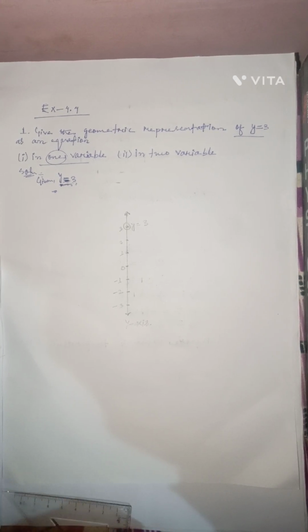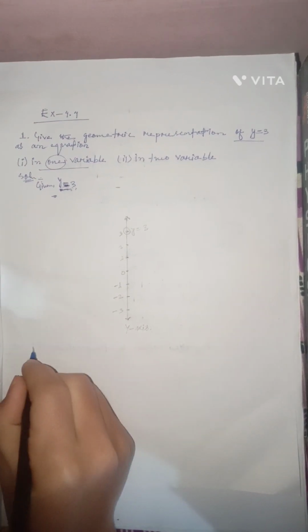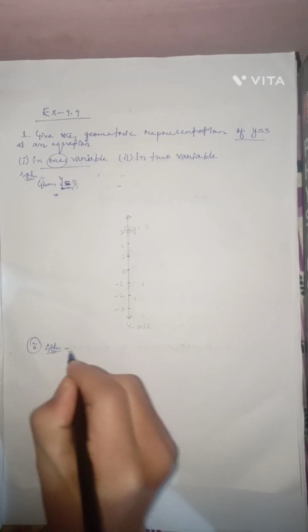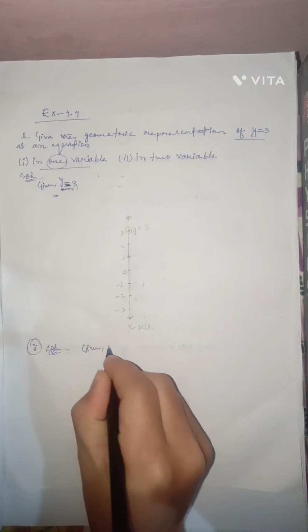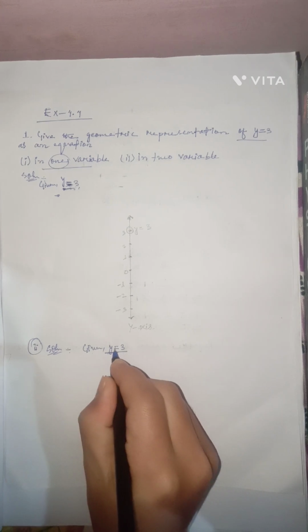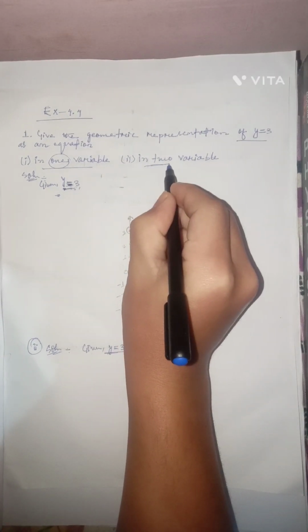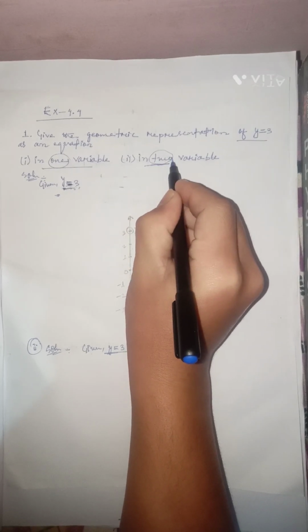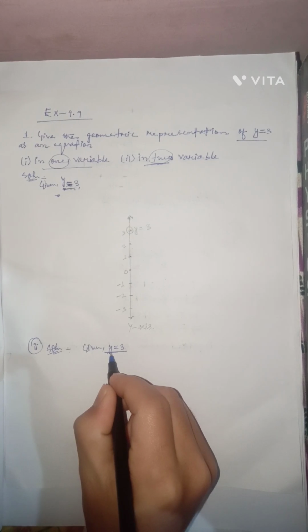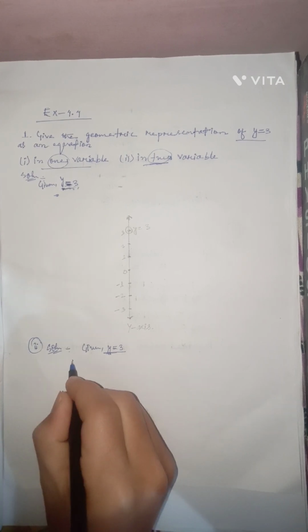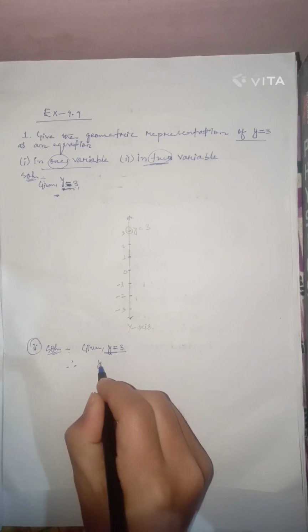Then let us move to the next, which is in two variables. In case of two variables, we need to extend the given thing. Let me write here. Solution. What is given to us is y equal to 3. As we can see from here, it is only one variable, but the question is in two variables. We have to represent it in two variables, means we have to extend it or make it in two variables.